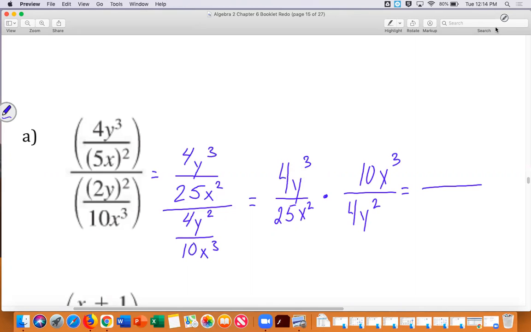Cody, what do you see? What's the same on top and bottom? The 4s. You said the y, which is right. This one has y squared, right? Y cubed, what would be left? So I'm just going to write just a y. Anything else? The x's, very good, same thing. This would cancel, and that would be a 1. Anything else? 5.